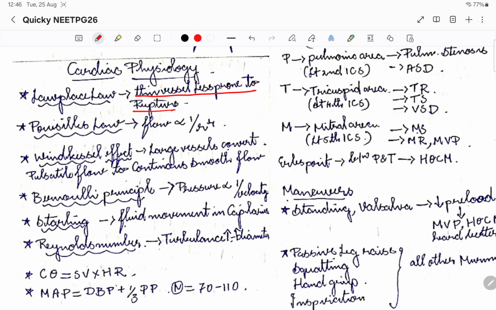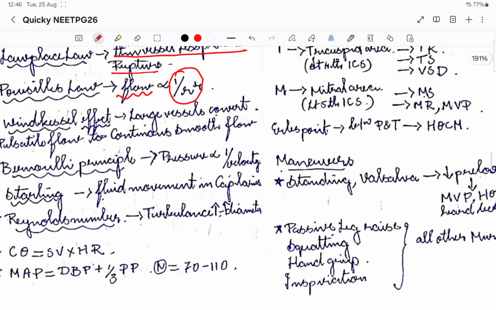Thin vessels are less prone to rupture, that is Laplace's law. Then flow is inversely proportional to resistance, okay? So flow is inversely proportional to resistance or radius, R to the power 4, okay? Please remember this. Flow is inversely proportional to R to the power 4.